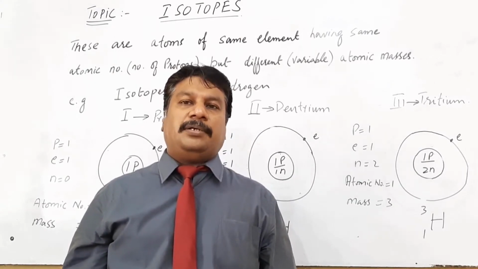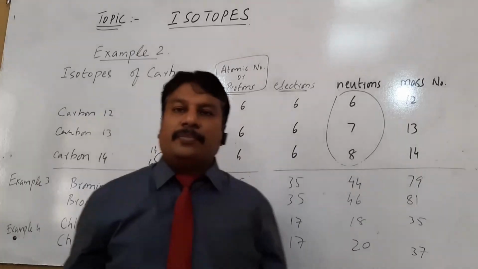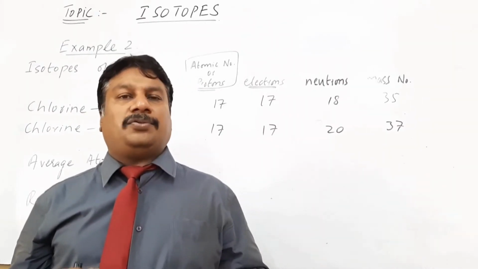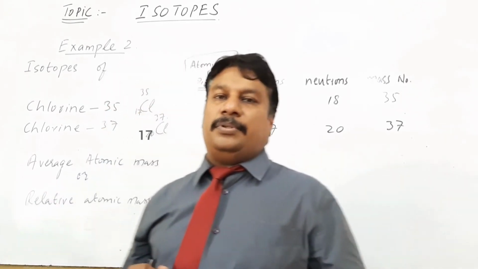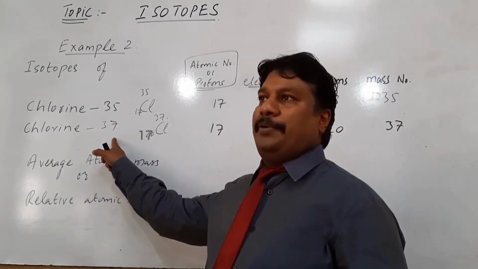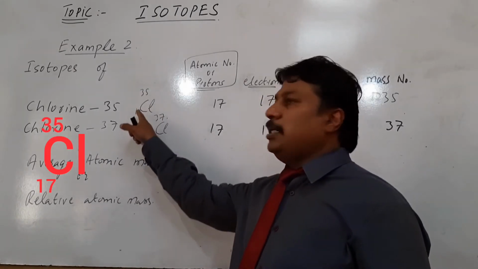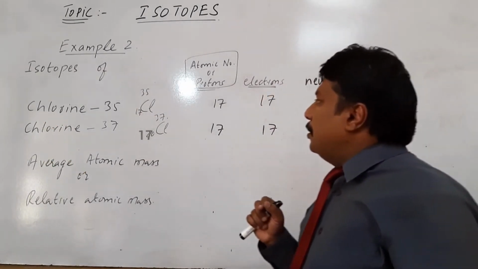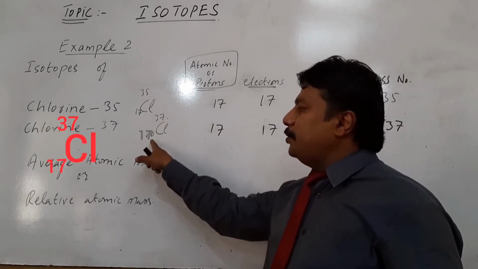Today the topic is isotope. Let's discuss the isotope. My last example is about the isotopes of chlorine. Chlorine has two isotopes. One is chlorine-35 and the second is chlorine-37. Chlorine-35 can be written as Cl-35 with atomic number 17, whereas chlorine-37 can be written as Cl-37 with atomic number 17.